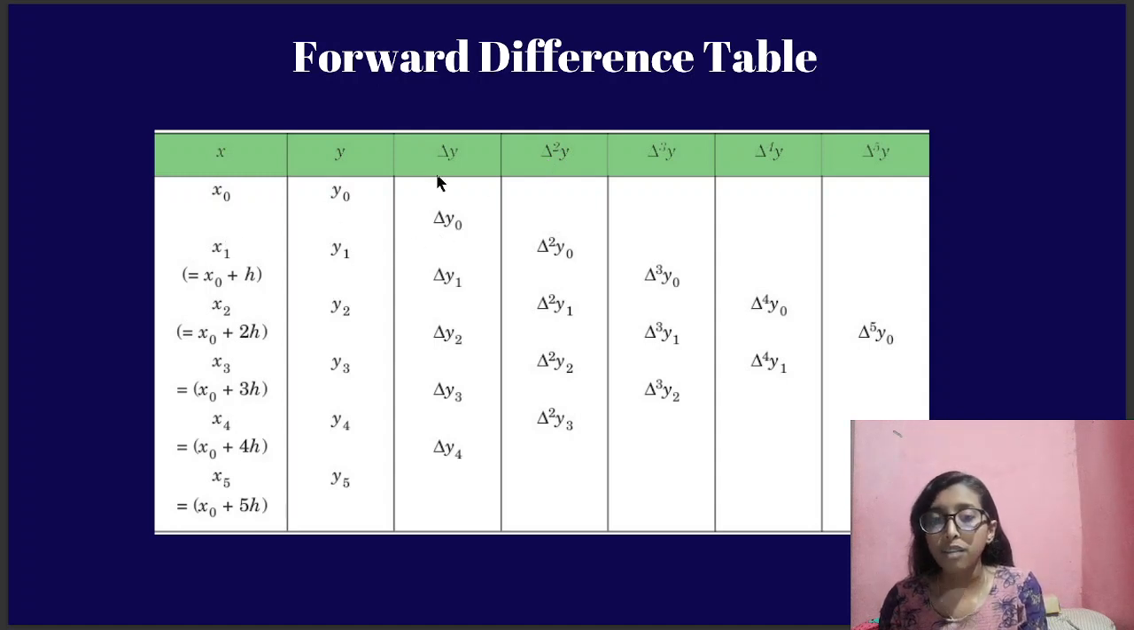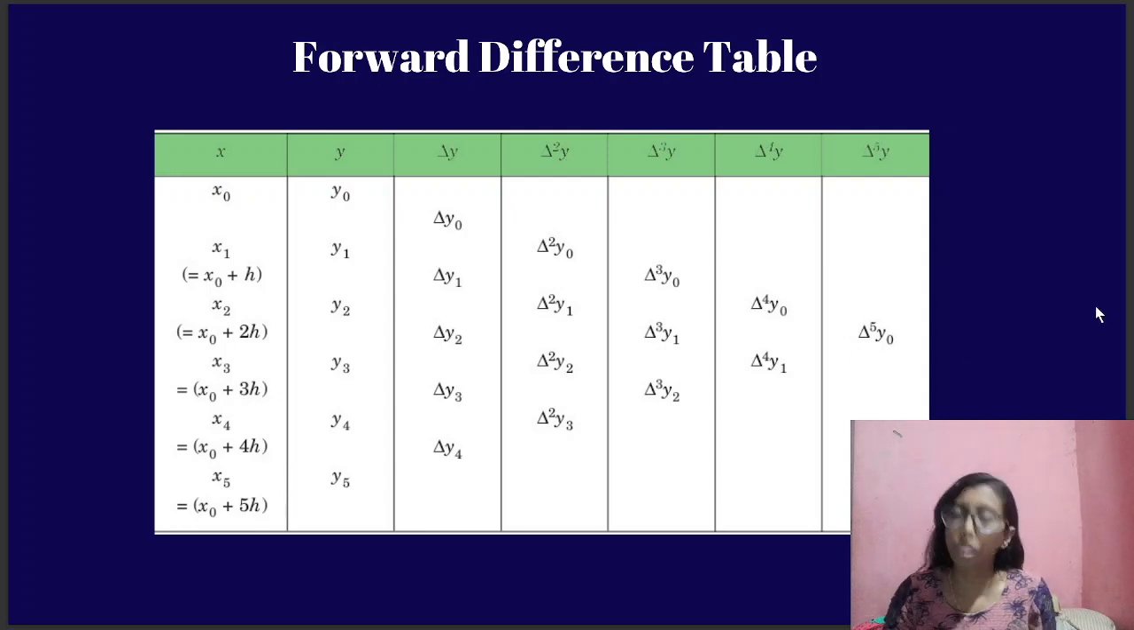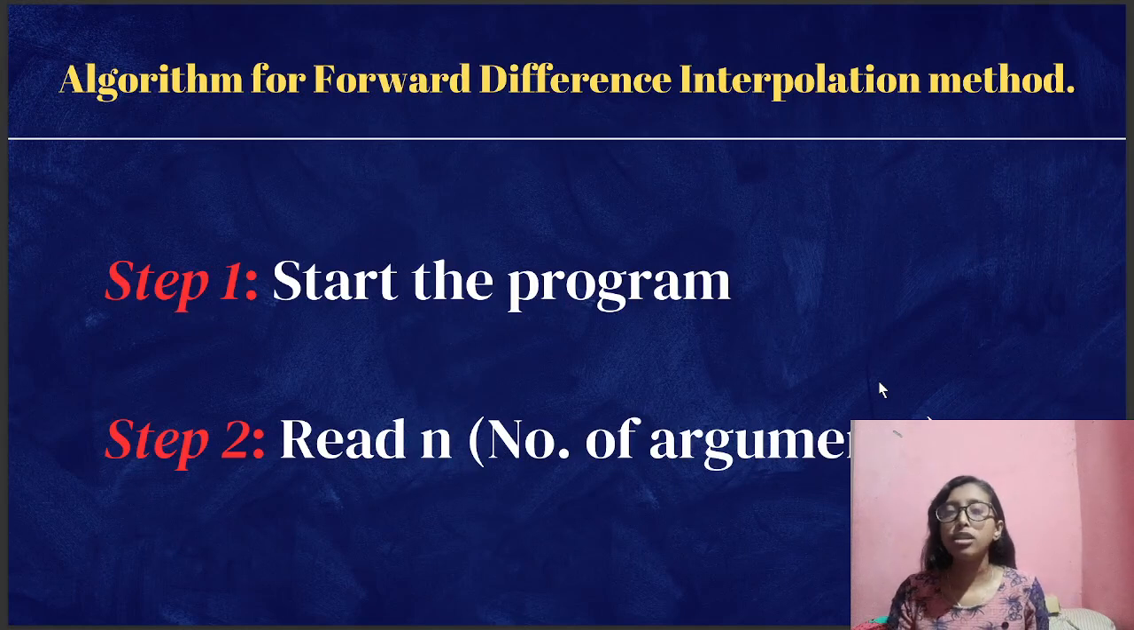This delta y comes from the result of y1 minus y0, which gives delta y0. y2 minus y1 will give you delta y1, and y3 minus y2 will give you delta y2. Like this we are finding the differences of these numbers, and here we will end up at delta to the power 5 y0. It can be extended up to delta to the power 6y according to the question or the solution. Now let's see the algorithm for the forward difference interpolation method.